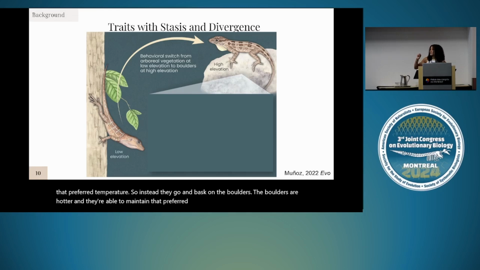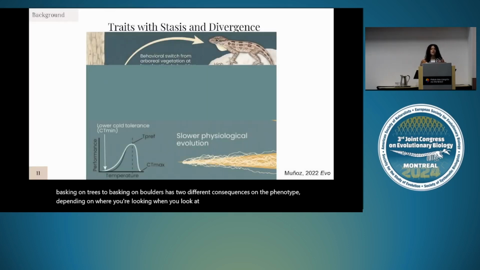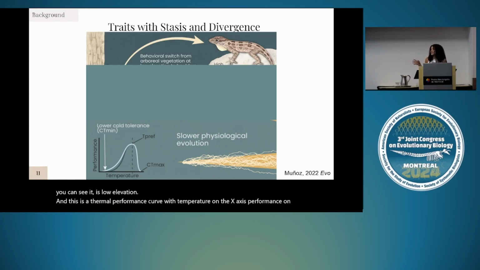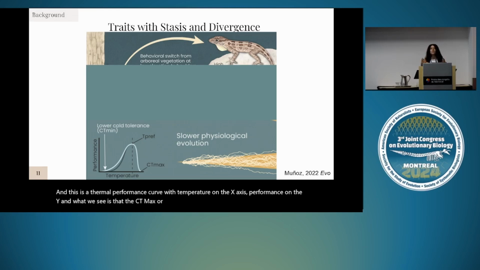And this shift between basking on trees to basking on boulders has two different consequences on the phenotype depending on where you're looking. When you look at the physiology, we see a slower rate of physiological evolution, right? So that light curve in the bottom corner is going to be the high elevation species. The darker one, if you can see it, is low elevation. And this is a thermal performance curve with temperature on the x-axis, performance on the y. And what we see is that the CT max, or the heat tolerance, and the thermal preference are really similar between low and high elevation species. The CT min is different because these are higher elevations. It's more homogeneous at night. But overall, we see the slower rate of physiological evolution.